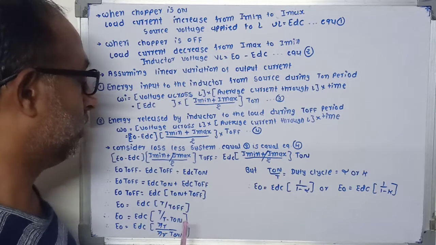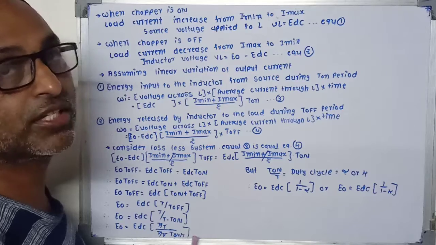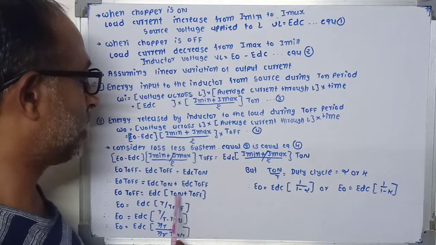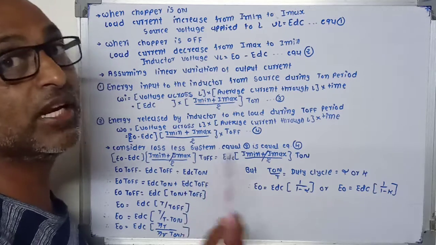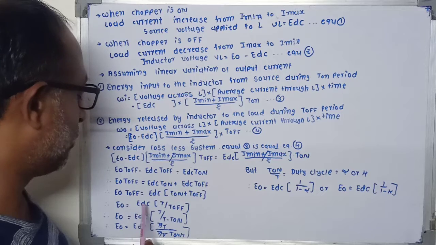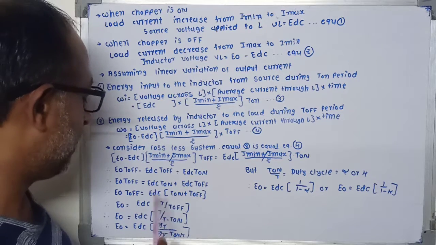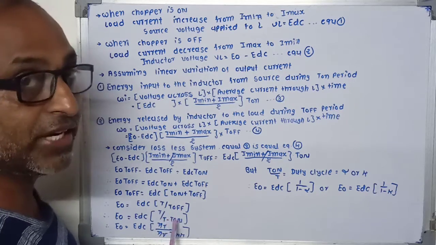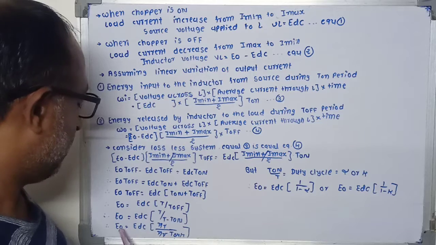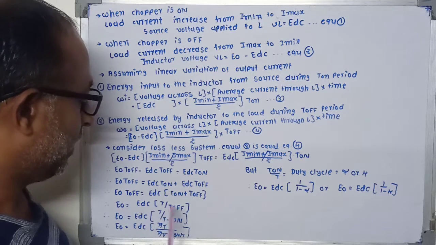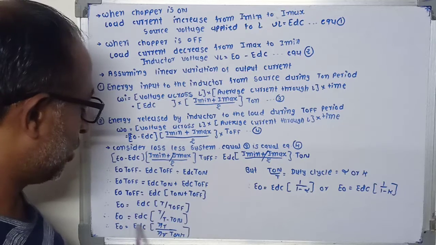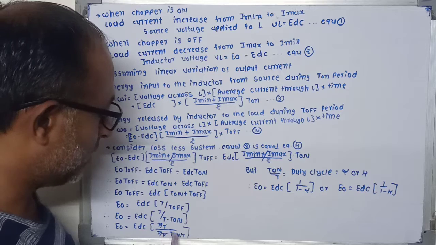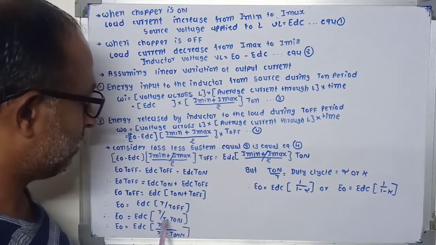Now we already know that T on plus T off is nothing but the total time of the cycle, denoted by capital T. So this T on plus T off can be replaced by capital T. So E0 is equal to EDC T divided by T off. We can write T off as capital T minus T on. Now this whole equation is divided by capital T. So E0 is equal to EDC times T divided by T, here T divided by T minus T on by T. So T gets cancelled, so 1.